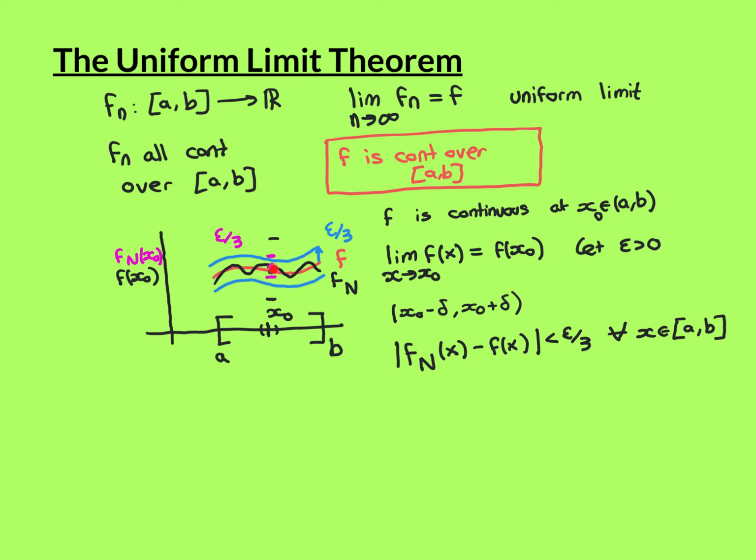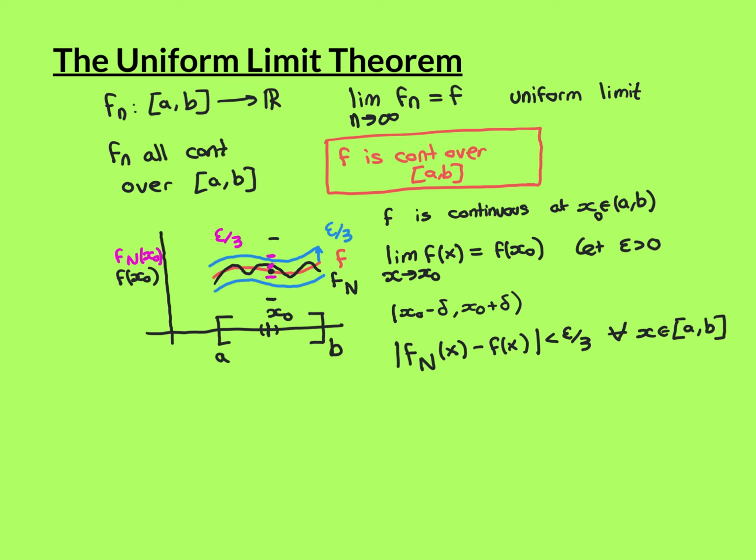So I know that the point f big N at x0 was at most epsilon over 3 away from f at x0. So the maximum distance it could be is on this blue line up here or at the bottom of this blue line down here. I also know that all the points in here, if you look at where they're being mapped onto by f big N, are going to be at most epsilon over 3 away from f big N at x0.